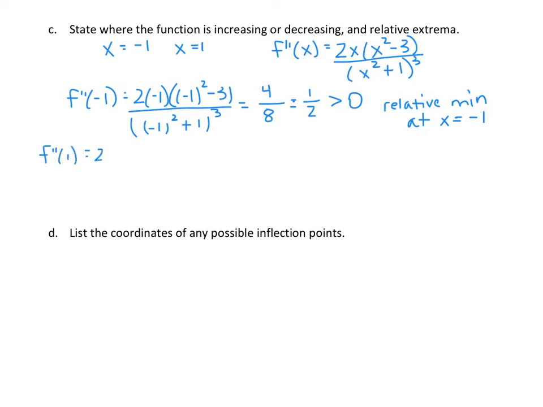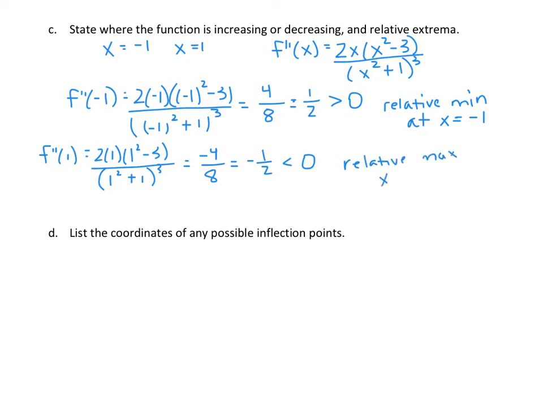Okay, so next let's plug +1 into our second derivative, and when we do that, we have 2 times +1 times (+1 squared minus 3), and then that's all divided by (+1 squared plus 1), all cubed. When we simplify this, in the numerator we get -4, and on the denominator we get +8, so this reduces to -1/2. Since our second derivative is negative, we then have a relative maximum at x equal 1, and that's by the second derivative test.